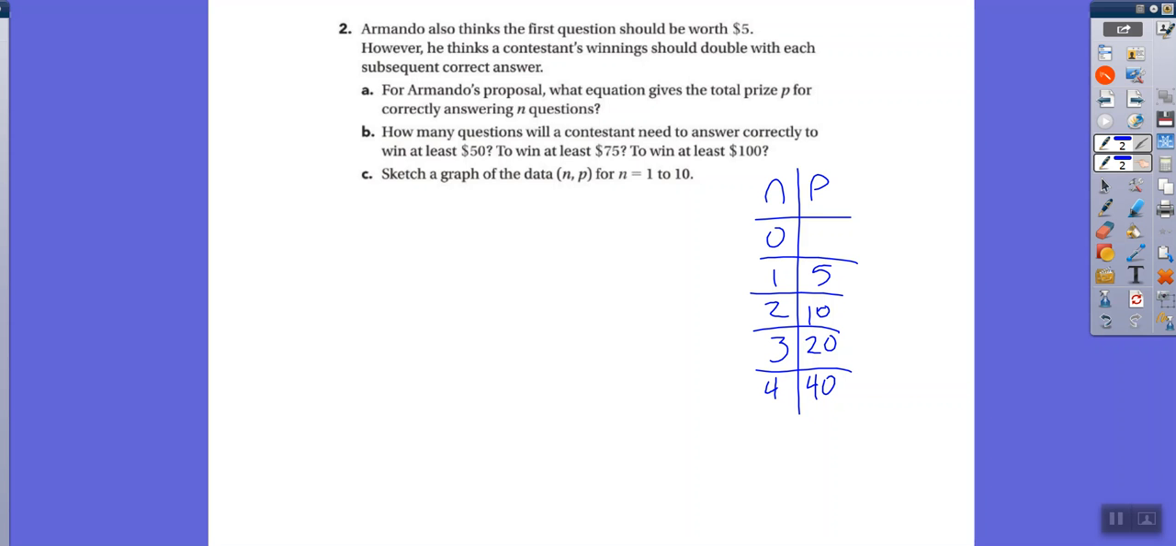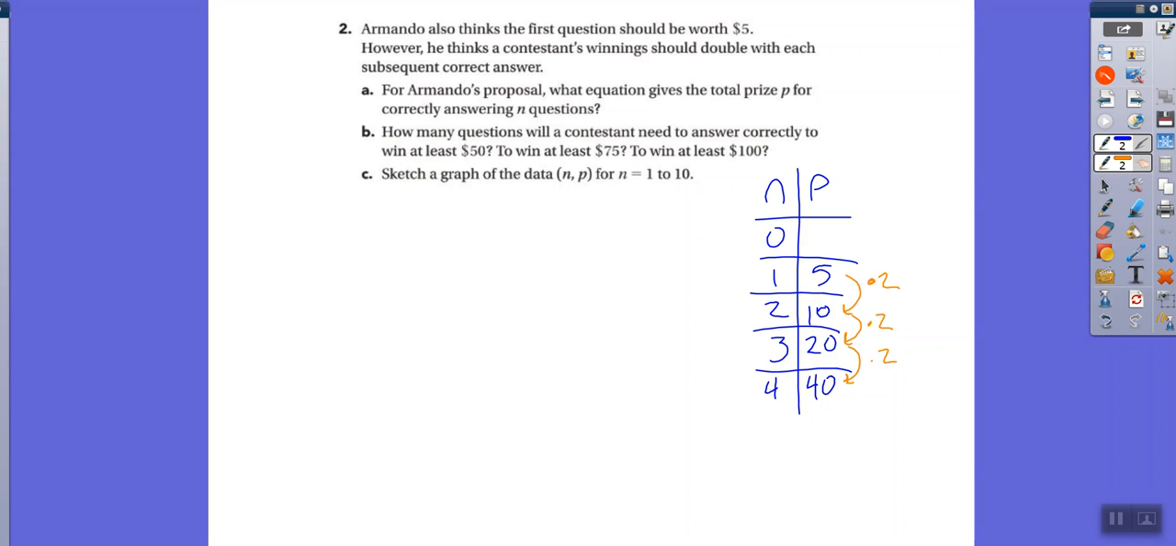So what type of relationship is happening here? Well, this looks like it is not adding. Okay. We are multiplying. We're multiplying by 2. Multiplying by 2. That is the hallmark of an exponential growth relationship.